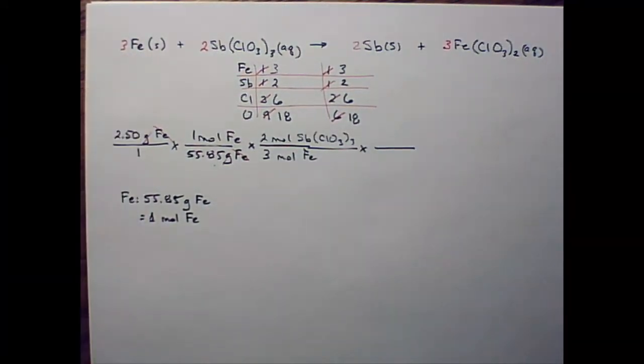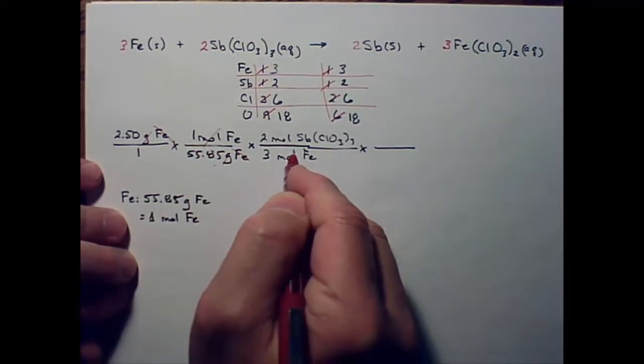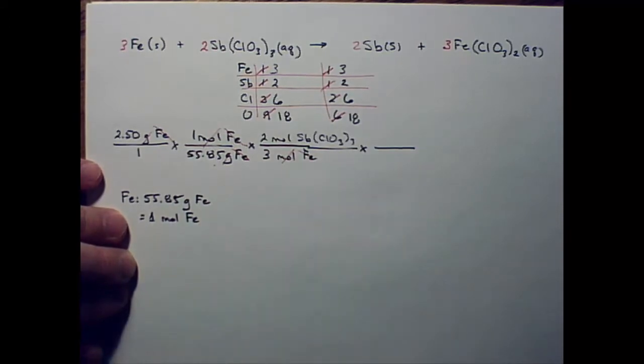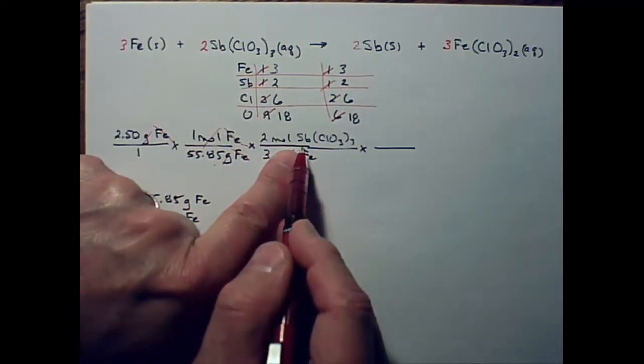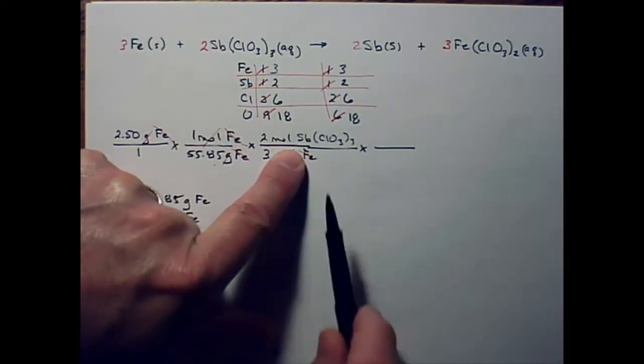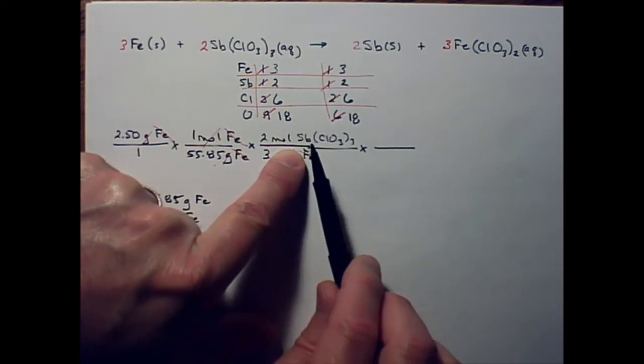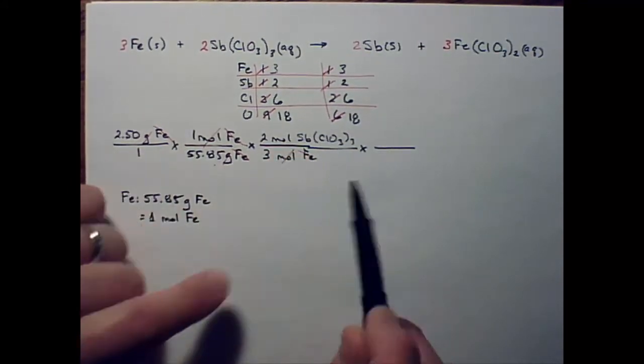So now we can cancel out units of measurement and the species, and we're successfully at the moles of this new species. So we need a molar mass ratio. We've got to calculate the molar mass for antimony 3-chlorate.